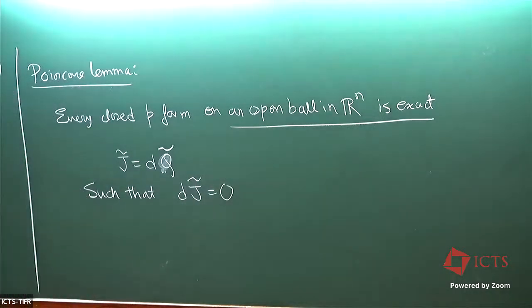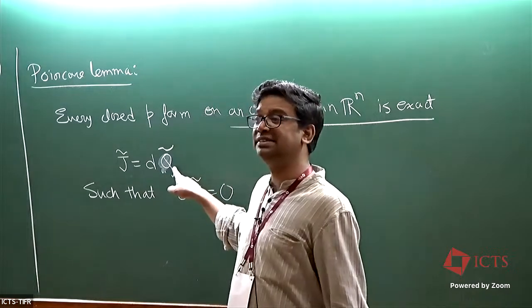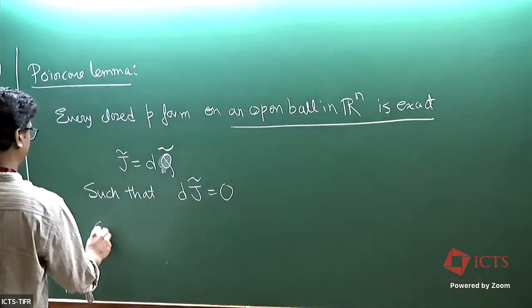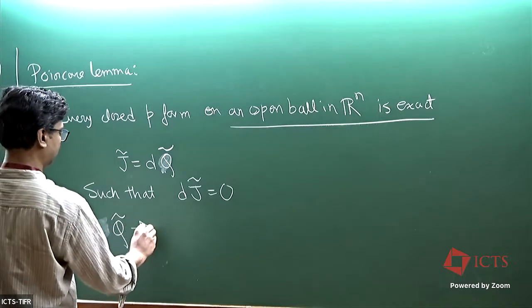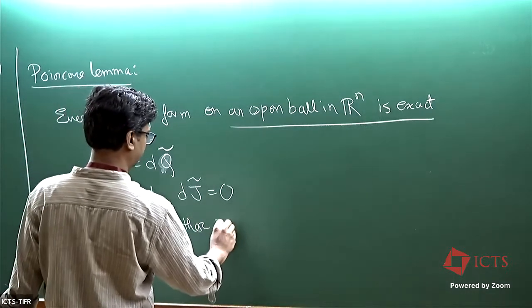Okay. So that means I'll be able to calculate a potential for the Noether current. What form is J tilde? It is an n minus one form. Then phi, in spacetime, is an n minus two form. So therefore, this Q is what we call the Noether potential.